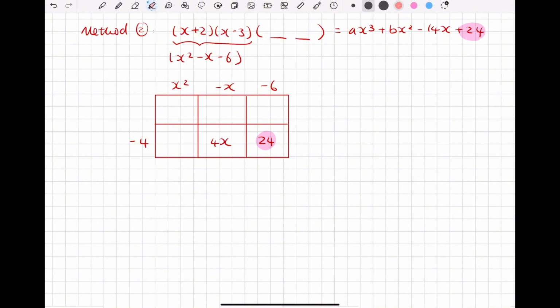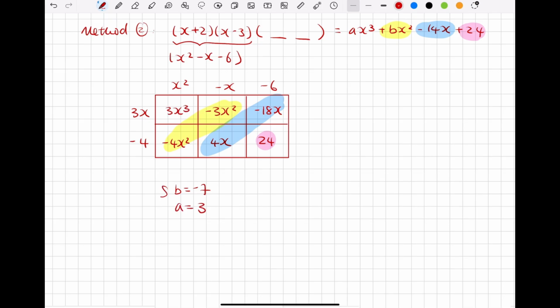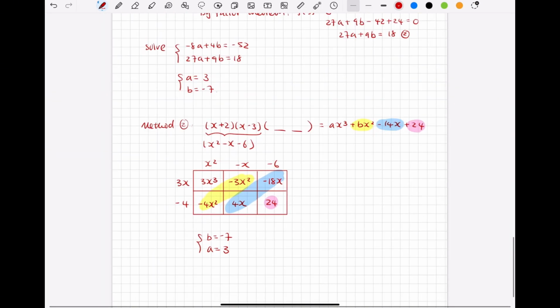Now in the question we have negative 14x. Therefore, we should have negative 18x here. So we can work out this term to be 3x. Now by completing this Farmer's field, we will be able to find b is negative 7 and a is 3. As you can see, two different methods give us the same answer.